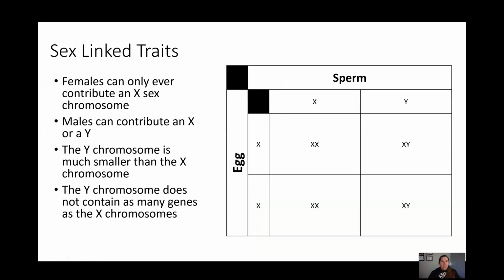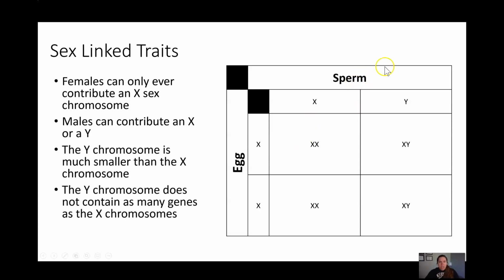Okay, so let's look at our last concept here in terms of inheritance, and that is the concept of sex-linked traits. Remember that in my introduction to this video, we talked about how females can only ever contribute the X chromosome as the sex determinant chromosome, but males can ultimately determine the sex of the offspring by either contributing an X, which would lead to a female offspring, or contributing a Y chromosome, which tends to lead to a male offspring. Now remember also that the Y chromosome is much smaller than the X chromosome, so the Y chromosome doesn't have as many genes as the X chromosome.